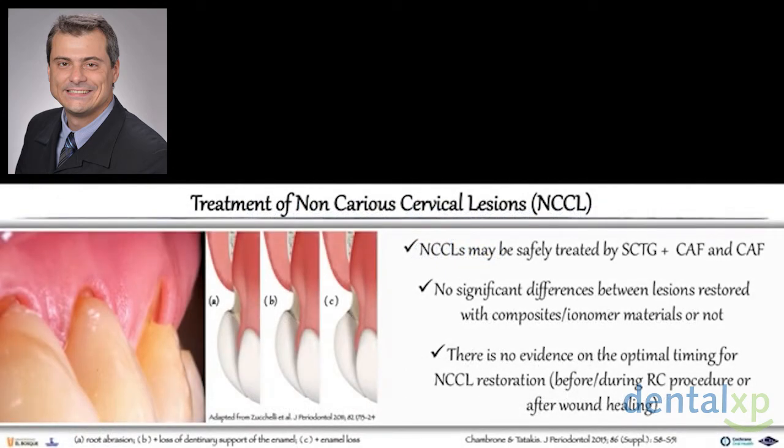And the literature indicates that these lesions may be safely treated by subepithelial connective tissue grafts in association to the coronally advanced flap or CAF alone. But there are no significant differences between lesions restored or not. And there is no evidence on the optimal timing for restoring these lesions, that is, before, during the root coverage procedure, or after wound healing.